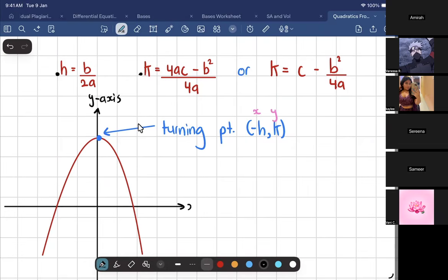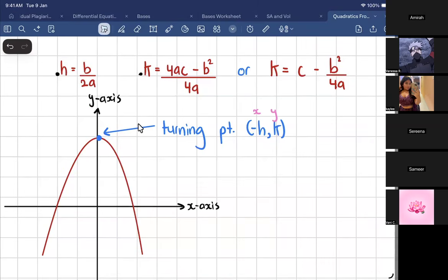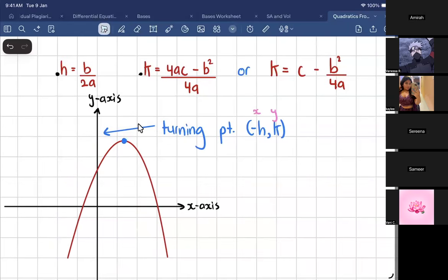The x-axis. Yeah, this is the x-axis. So let me just shift this a little bit. How about like that? To make that less ambiguous. Cool.